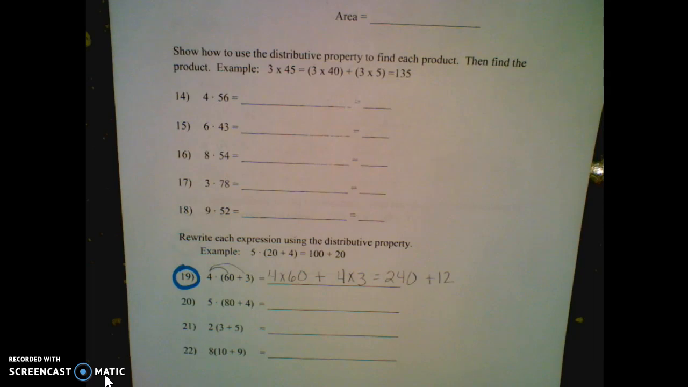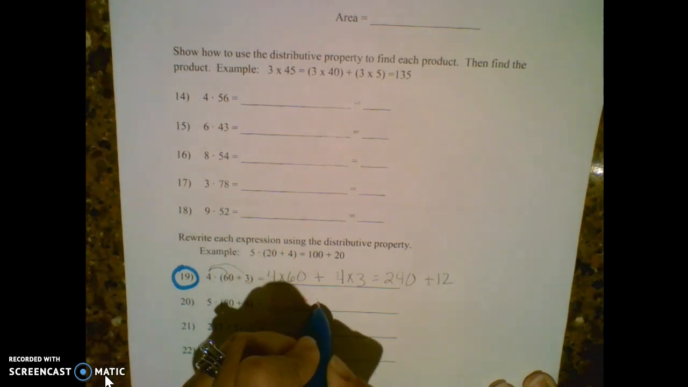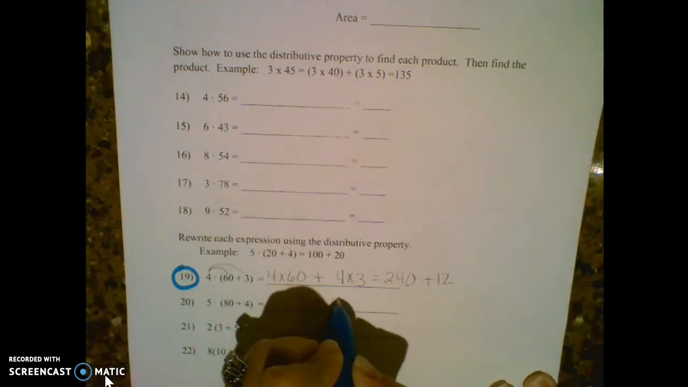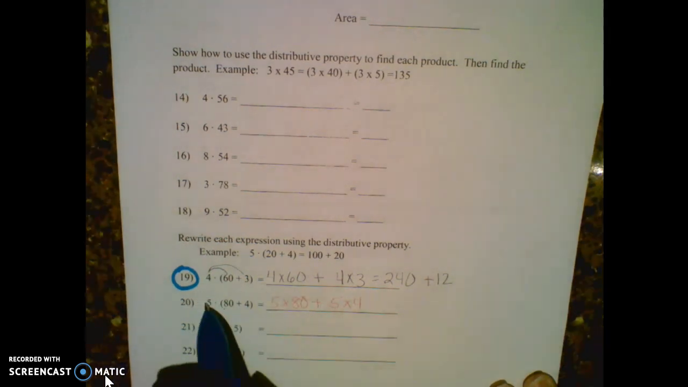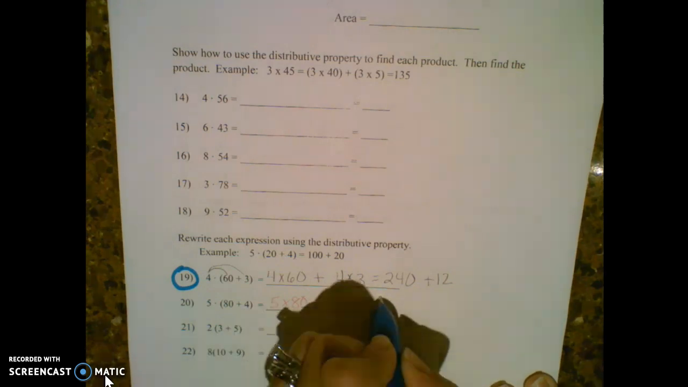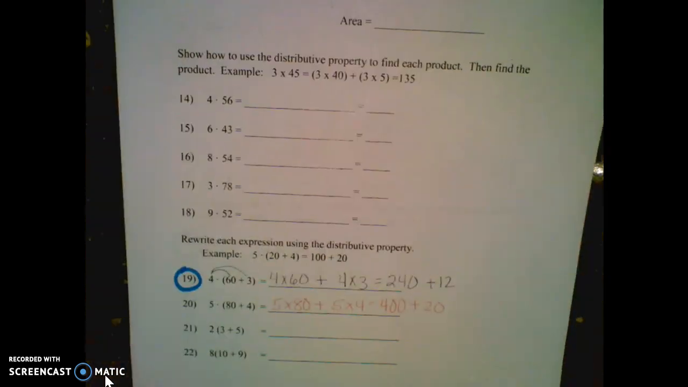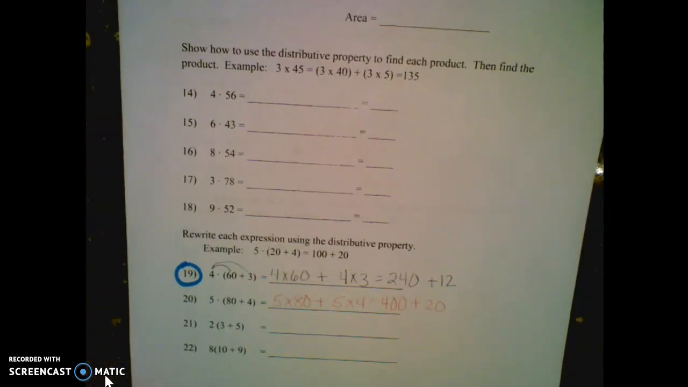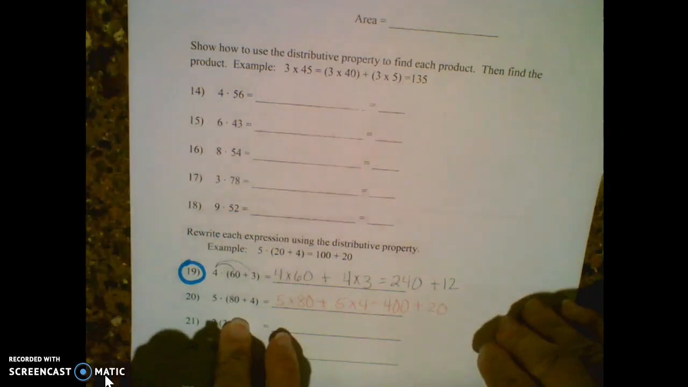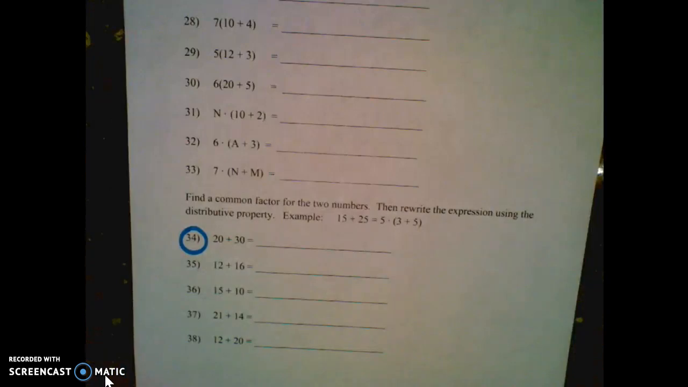Okay, let's see how you did. For number 20, you should have written 5 times 80 plus 5 times 4, because I'm taking 80 5 times and 4 5 times, which gives me 5 times 80 is 400, and 5 times 4 is 20. Okay? All right. Let's look at the next set of problems here.